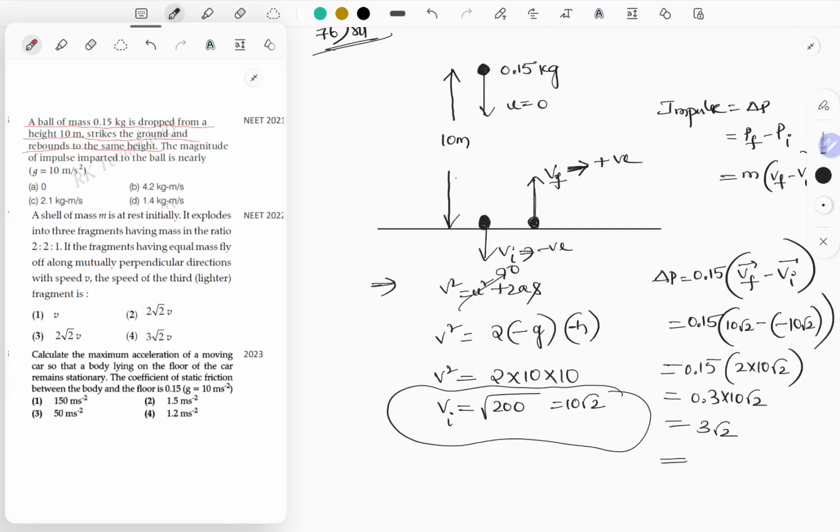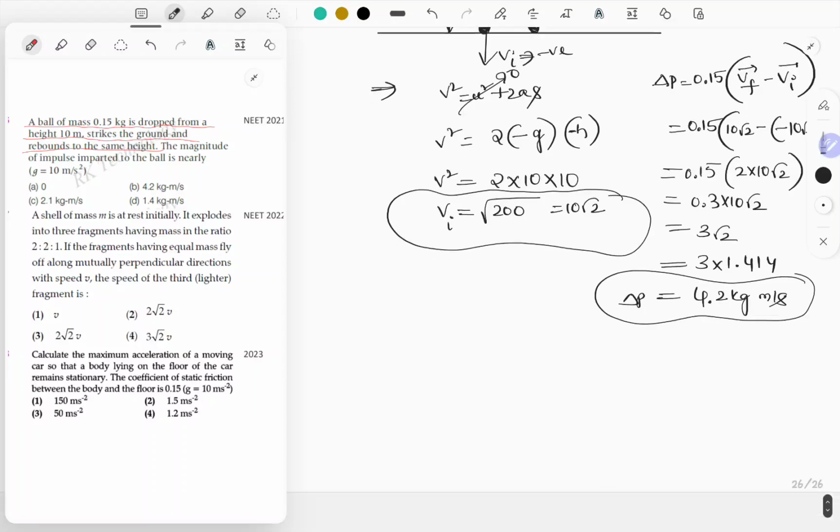Root 2 value is 1.414. 3 into 1.414 is equal to 4.2 kg meter per second. So this is the change in momentum. Hope you understood, guys. They said it is rebounding to the same height. That is the reason the final velocity and initial velocity, before rebounds and after rebounds, are the same. Hope you understood. That is the answer. Next.